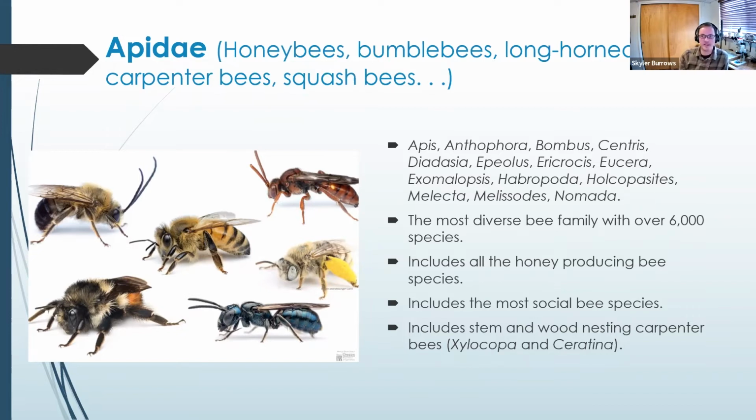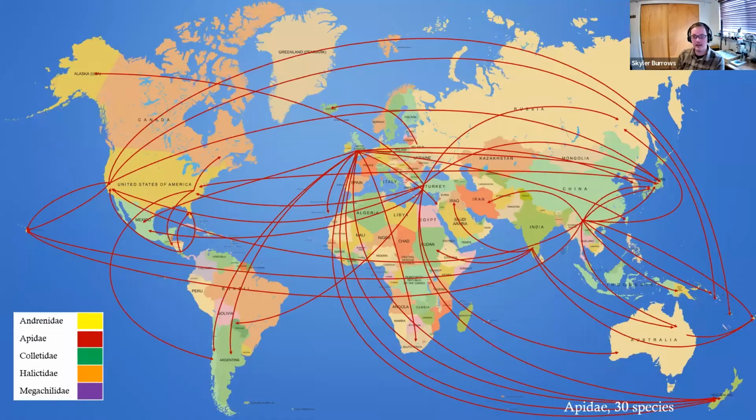If any of you have spent time on the East Coast, there's Xylocopa virginica. A lot of people are familiar with that bee out there because it'll dig holes in people's wooden sheds and things like that to nest. And so now you start seeing on the map, there's a whole lot more of these Apidae that are moving around the world. And that's because of their nesting habits.